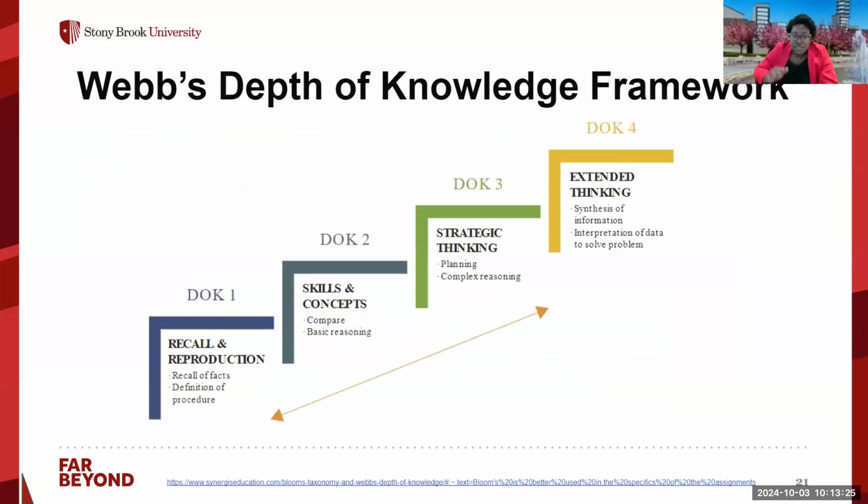So Krista mentioned that it's ascending, but it can also be descending as well. With Webb's, the idea is that as you are thinking and creating and learning, you will go through each one of these steps, and maybe you're doing DOK 1 and DOK 4, and it's fine, right? There's no idea that you have to complete one level in its entirety before you can get to 2, 3, or 4.